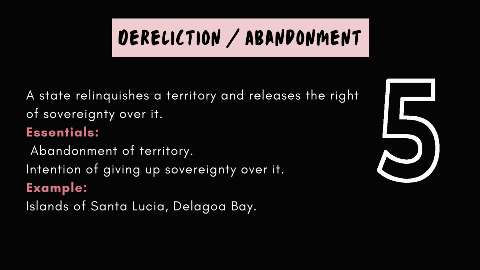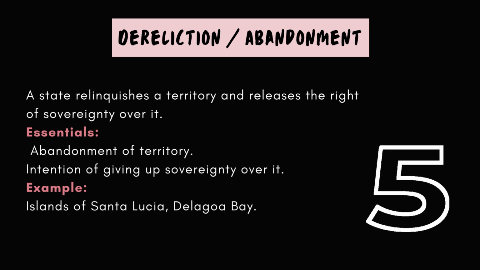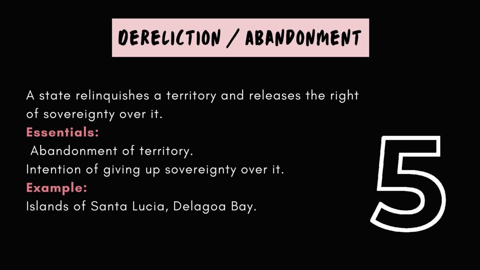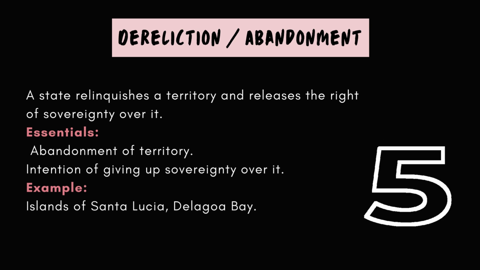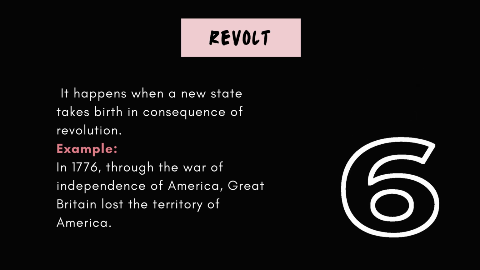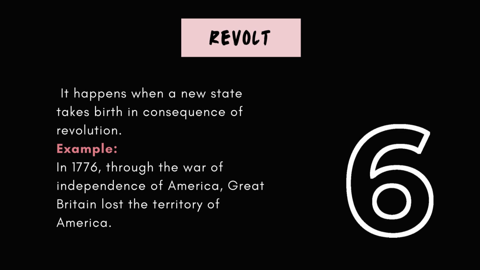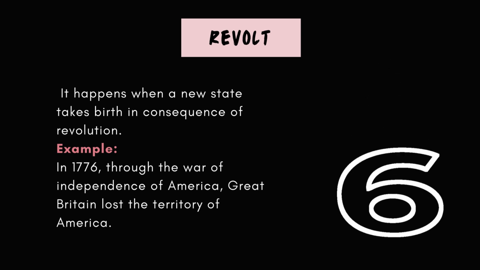By dereliction or abandonment, we mean that a state relinquishes a territory and releases the right of sovereignty over it. The essentials to dereliction are the abandonment of territory and the intention of giving up sovereignty over it. For example, islands of Santa Lucia, Delagoa Bay. Revolt results in loss of territory sometimes. It happens when a new state takes birth in consequence of revolution. For example, in 1776, through the War of Independence of America, Great Britain lost the territory of America.